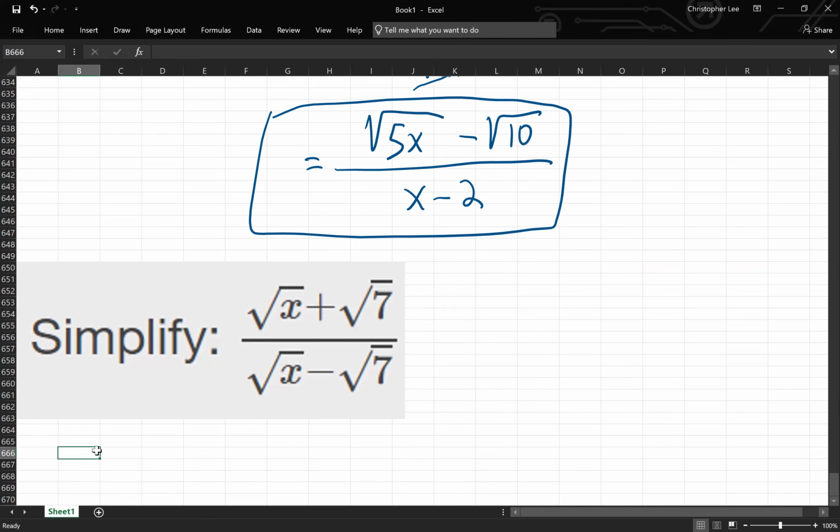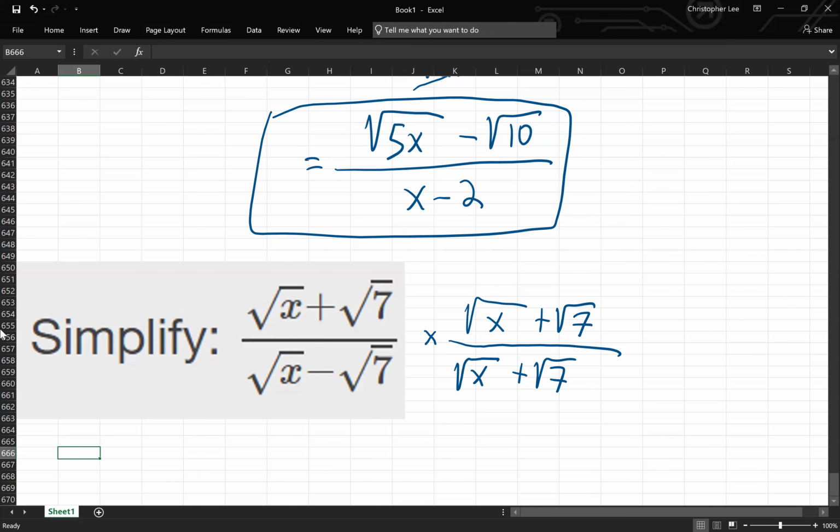Again, I don't care about the numerator, right? It's okay to have the radicals in the numerator. I can't have the radicals in the denominator. So I'm going to rationalize this by multiplying by the conjugate. What's this conjugate over here? Square root x plus square root 7. But what I do to the bottom, I got to do to the top. Square root x plus square root 7, right?